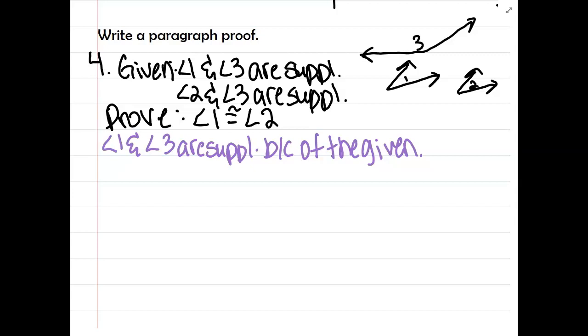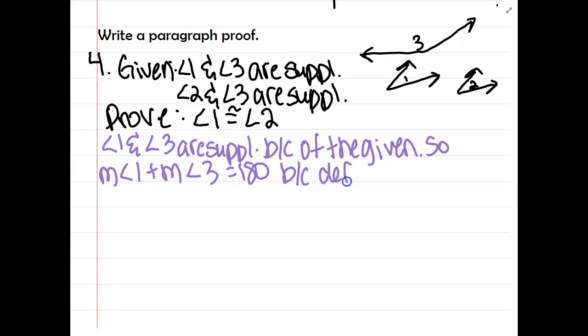Okay, now, if angles 1 and 3 are supplementary, what does that mean? What in the world is supplementary? Okay, they add to be 180. So let's do that next. Well, that means the measure of angle 1 plus the measure of angle 3 equals 180. And you always have to give your reason afterwards. Well, the reason is the definition of supplementary angles.